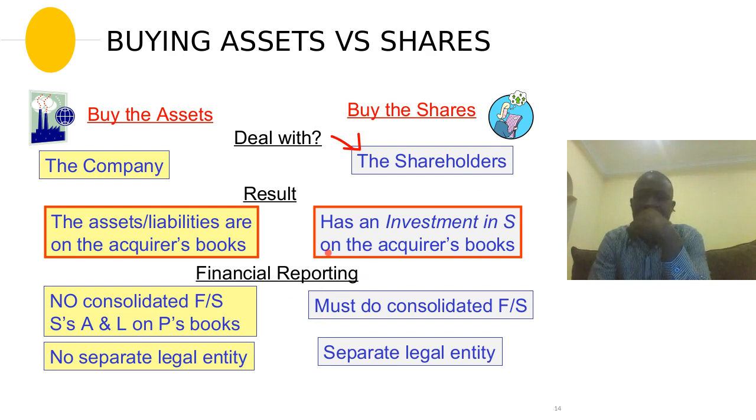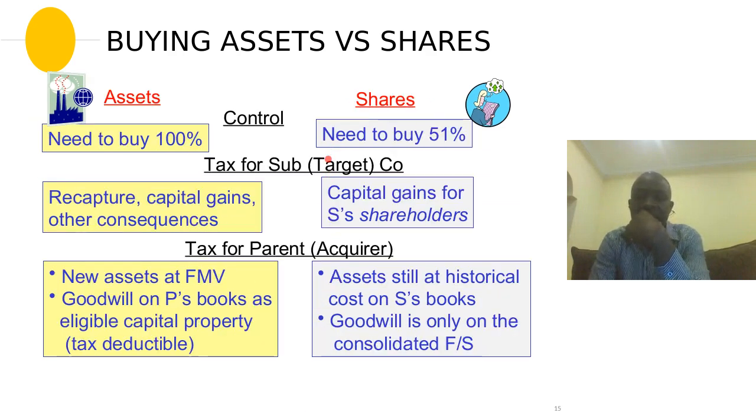Now, when you are reporting your financials, when you are buying the assets, you don't have a separate legal entity. You are using just the same entity with the company, and you are also not expected to prepare consolidated financial statements. But when you are buying the shares, you must do the consolidated financial statements, and you must also have a separate legal entity. And we'll show that in our video.